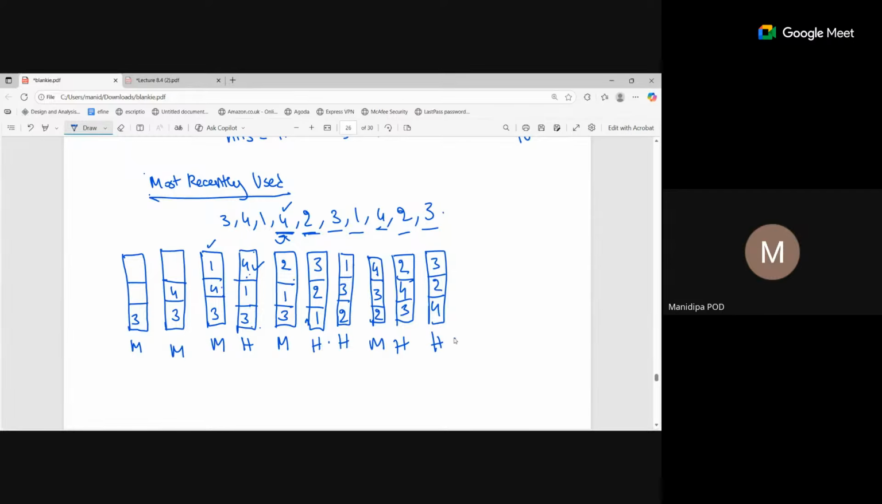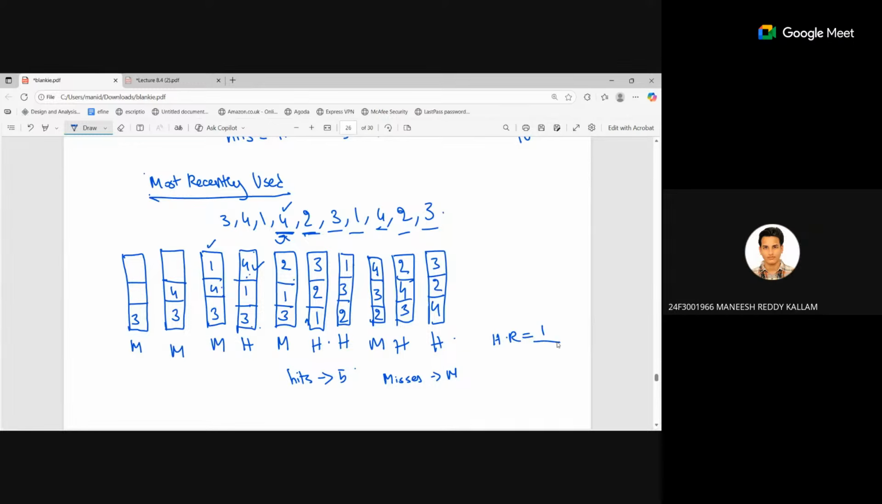Good. So now how many hits do we have? 5 hits. And how many misses do we have? Also 5. What is the hit ratio? 5 by 10, 0.5, 50%.